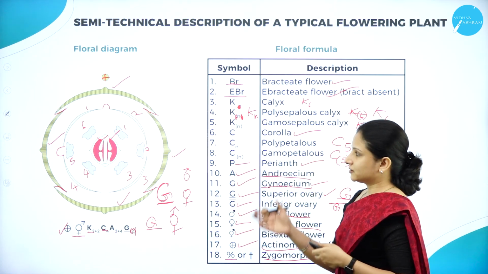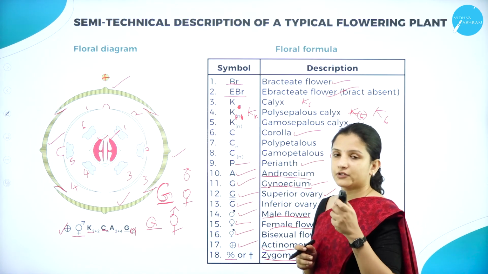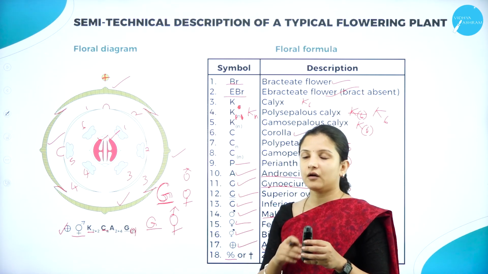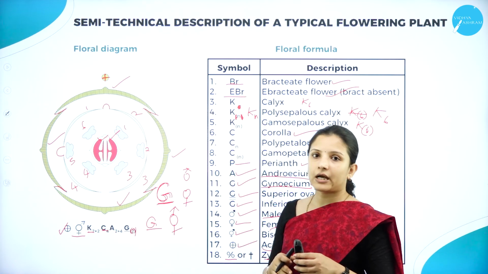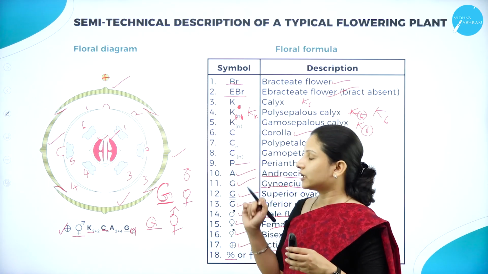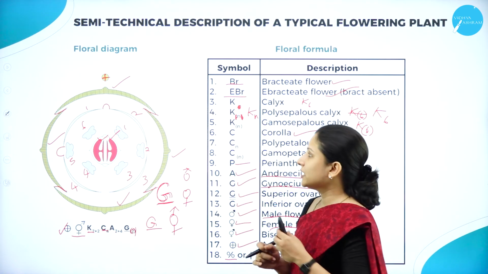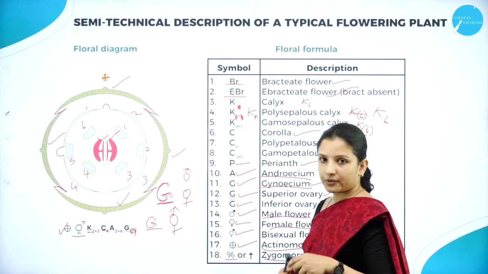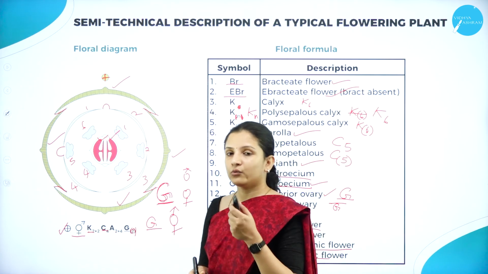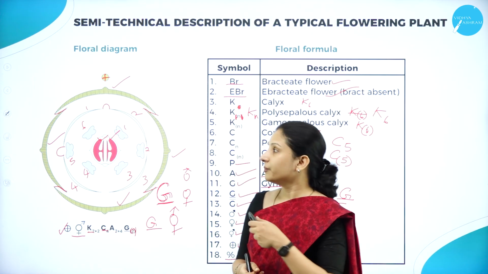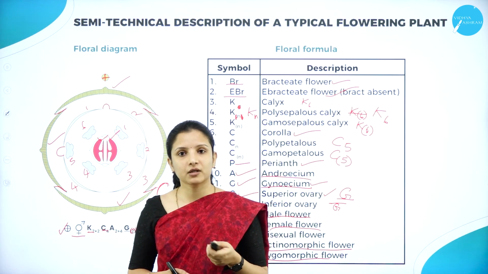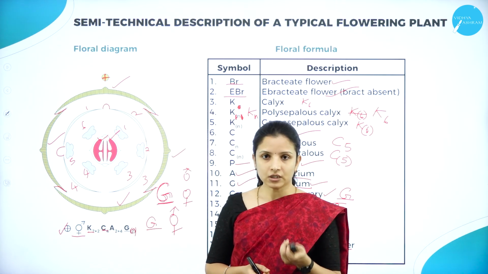So, first, if you need to put the floral formula, you need to hold a flower in your hand, then study the structure of the flower, draw the floral diagram, and then looking into the floral diagram, the floral formula can be put easily. So, this is about the semi-technical description of a typical flowering plant, wherein we describe the flower by using the floral diagram and using the symbols for different characters or parts of the flower.